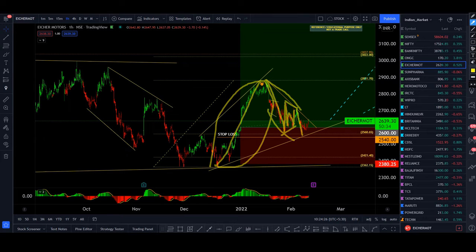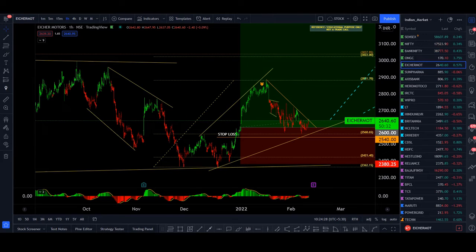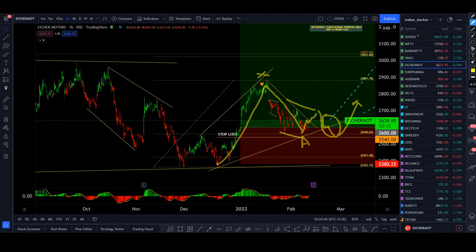So now in our hourly, we have completed the impulse followed by A. I hope this is complete, unless we have a further move down before it starts. So this is also a possibility.